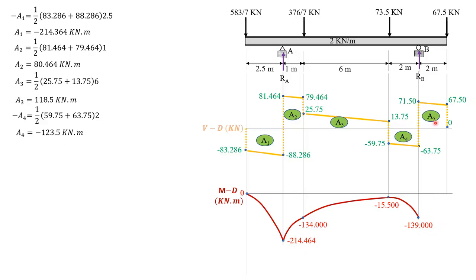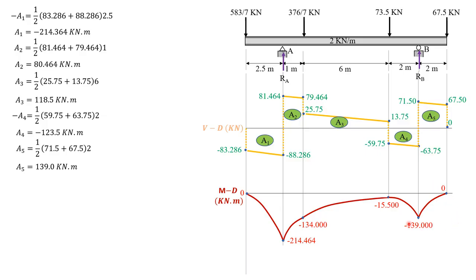Finally, area 5 is positive. It should be 139 to close. So area 5 is 0.5 of quantity 75.5 plus 67.5 times 2. So area 5 is 139.0 kilonewton meter. And it is positive decreasing, so positive decreasing curve like that. So that makes it 0.